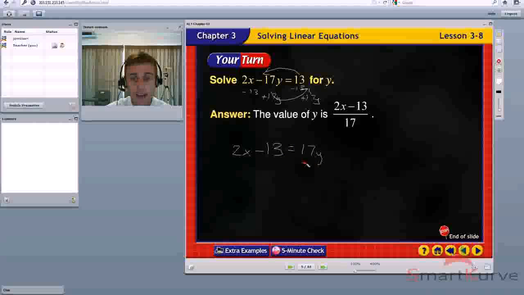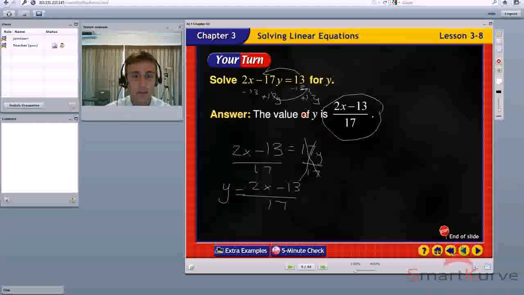So now we divide each side by 17 so we can get the y on its own. 17y divided by 17 cancels out, and we have y equals 2x minus 13 divided by 17. And here's that answer. First, we subtract 13 from both sides, and then we add 17y to both sides.